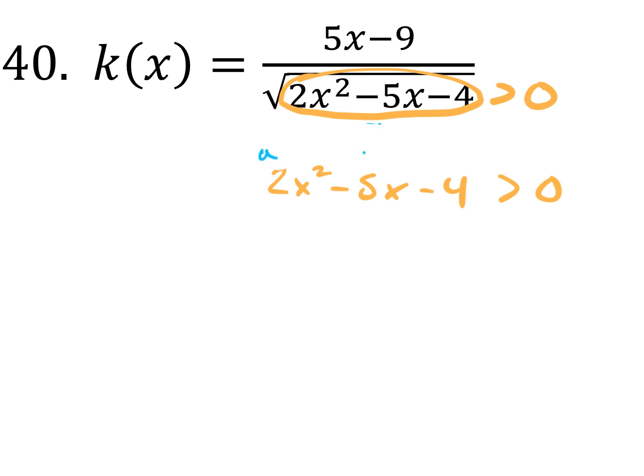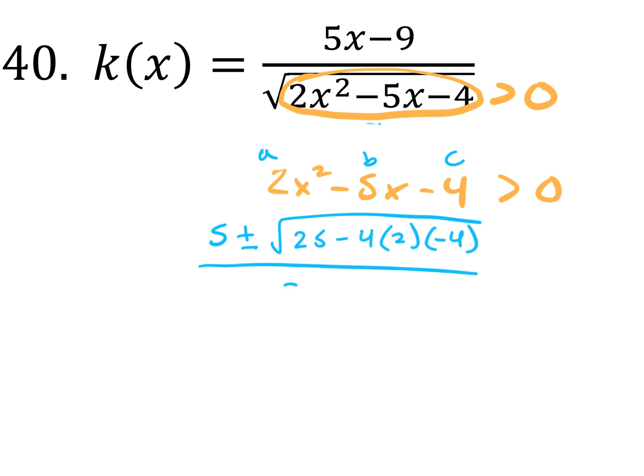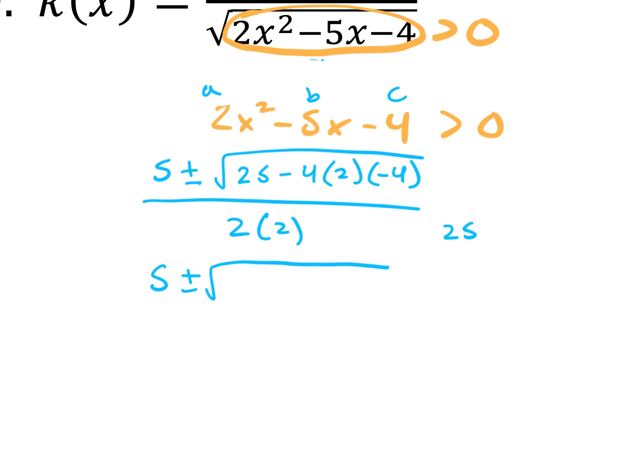So this would be our A, B, and C. We have negative b, so that turns into positive 5, plus or minus the square root of b squared, minus 4 times 2 times negative 4, over 2 times 2. So 5 plus or minus the square root of, this would be 25, 8 times 4 be 32. And 25 plus 32 is 57 over 4.